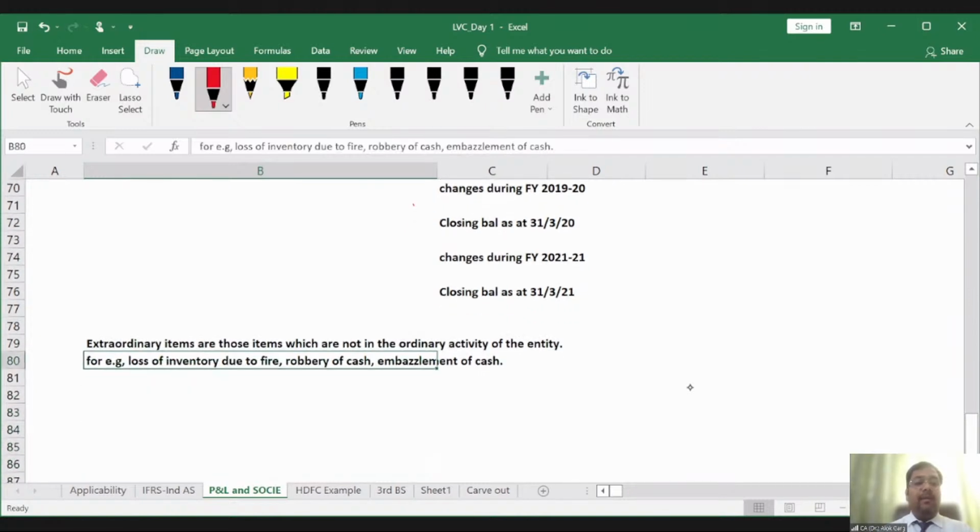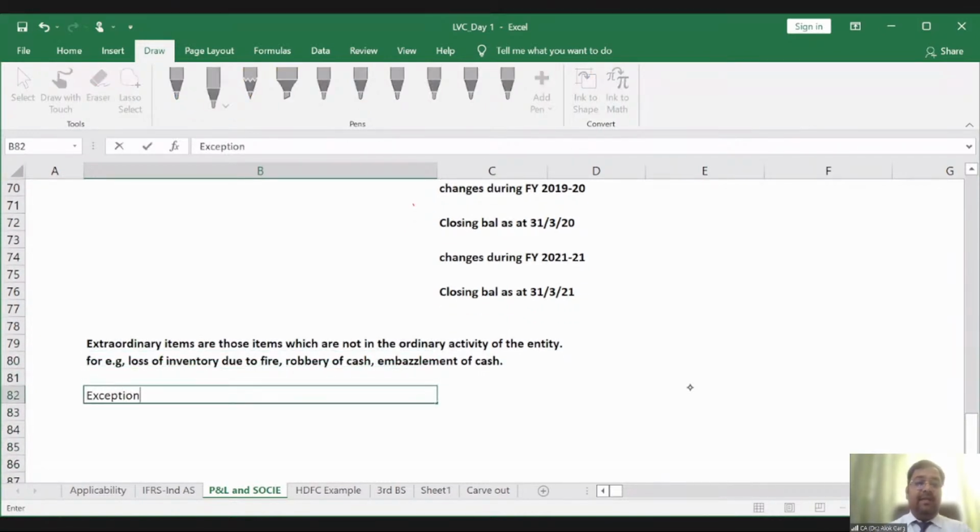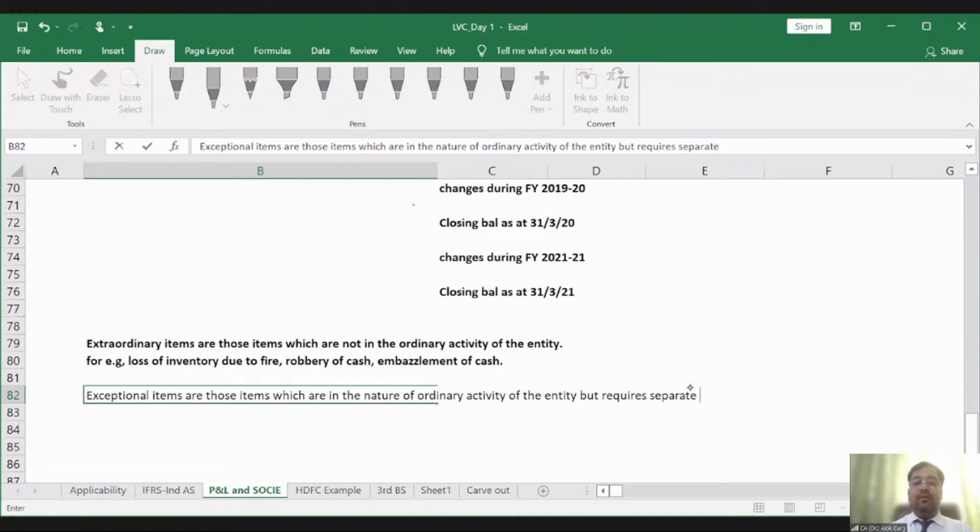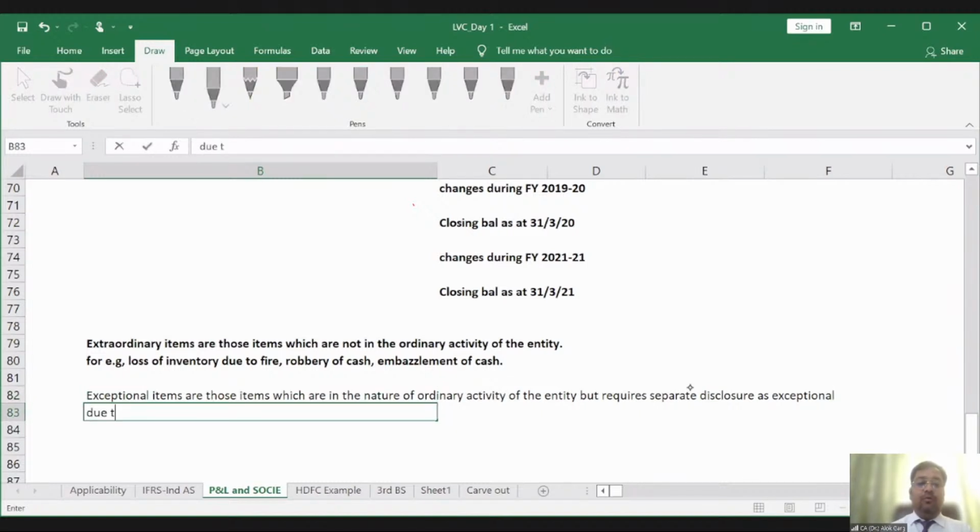What is meant by exceptional item? I'm talking about the accounting standard definition, the AS definition. Exceptional items are those items which are in the nature of ordinary activity of the entity, but require separate disclosure as exceptional due to their size and nature.